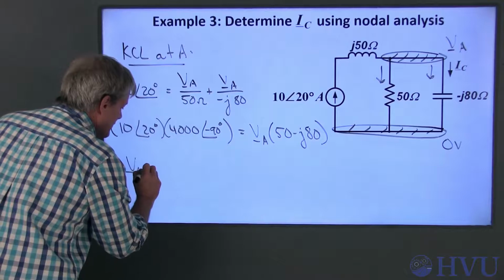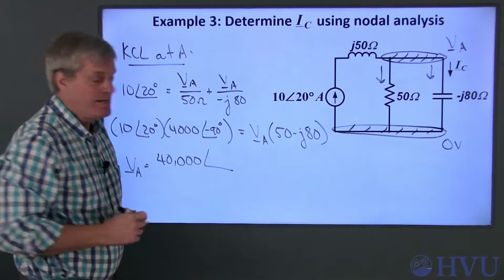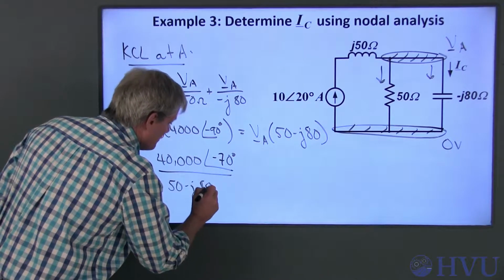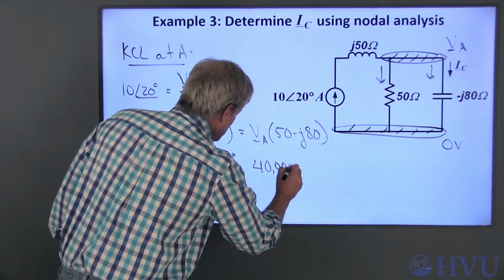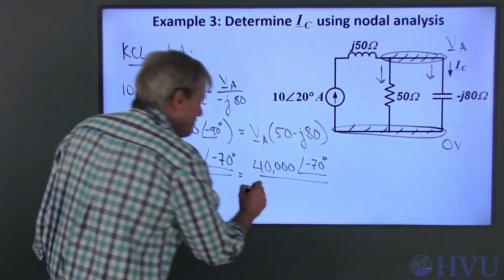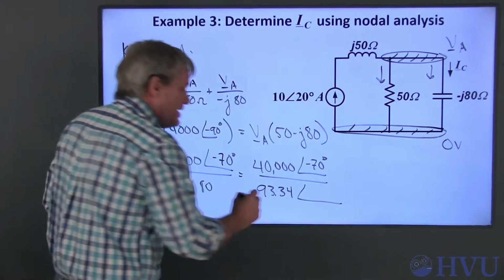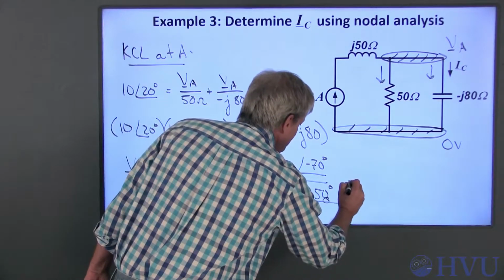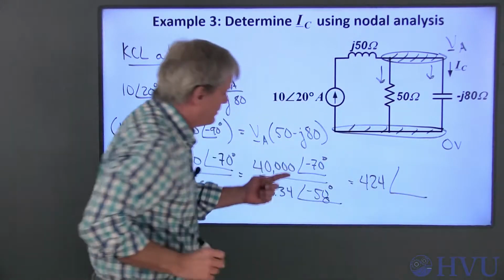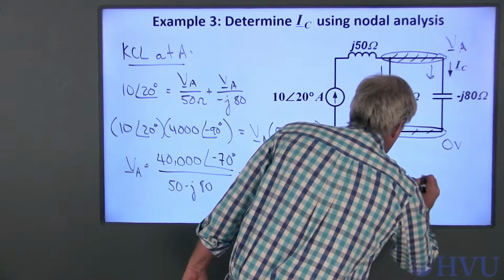So V_A is equal to this, which is 40,000 at an angle of 20 minus 90, which is negative 70 degrees, divided by 50 minus J80 ohms. So this is 40,000 at an angle of negative 70 degrees. The square root of 50 squared plus 80 squared is 93.34, and the arctan of negative 80 over 50 is negative 58 degrees. 40,000 over 93.34 is 424, and an angle of negative 70 minus a negative 58 degrees is minus 12 degrees.